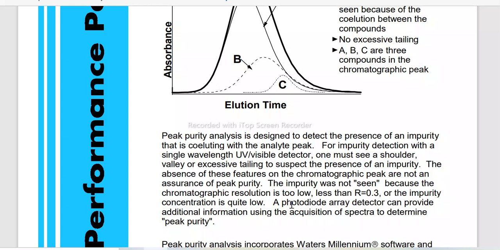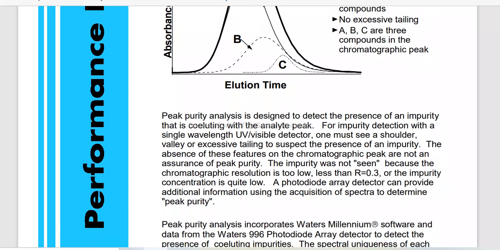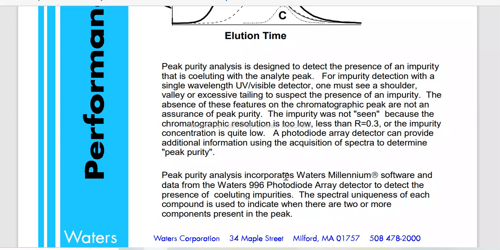Photodiode array detector can provide additional information using the acquisition of spectra to determine peak purity. Peak purity is obtained with the help of acquisition of spectra. Peak purity analysis incorporates Waters Millennium software and data from the Waters 996 photodiode array detector to detect the presence of co-eluting impurities. The spectral uniqueness of each compound is used to indicate when there are two or more compounds present in the peak.